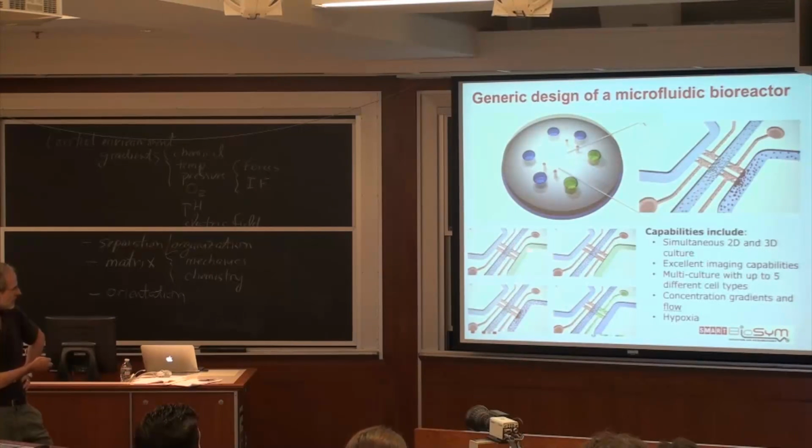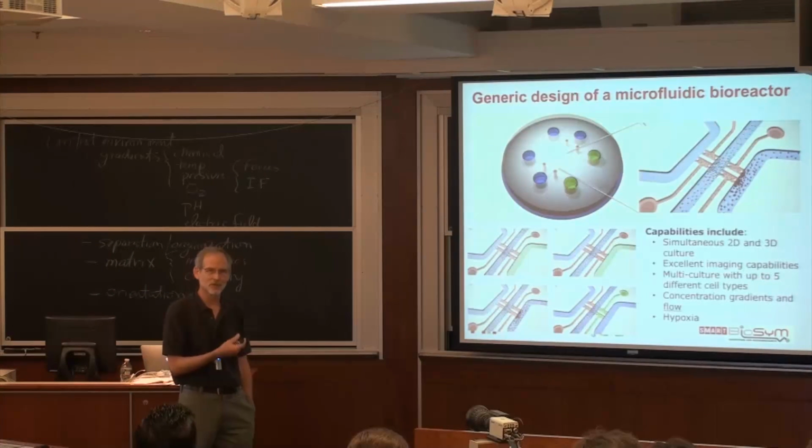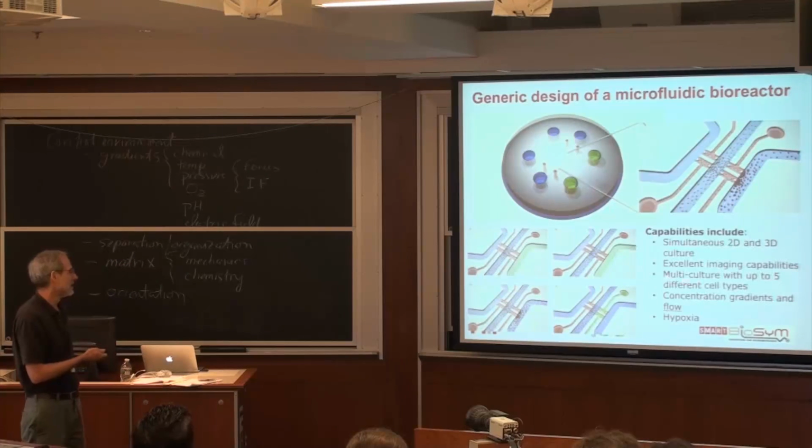And this just shows the different types of seeding procedures that you can use. Seeding different cells in different channels, either with or without cells in the gel region. You can do simultaneous 2D and 3D culture, 2D in the channels or 3D in the matrices. You can image things well because everything happens within 100 or 200 microns of the cover slip. You can do multiculture. In this case, you could imagine seeding up to 5 different cell types. That's too complicated for us right now, so we're mostly working with 2 and maybe 3 different cell types at most.